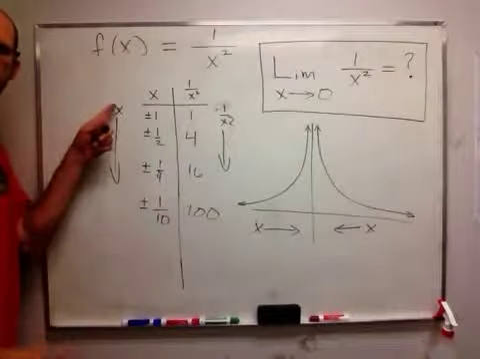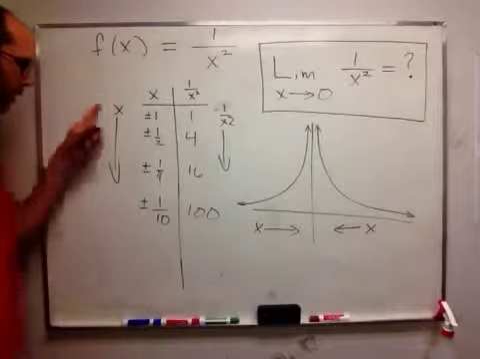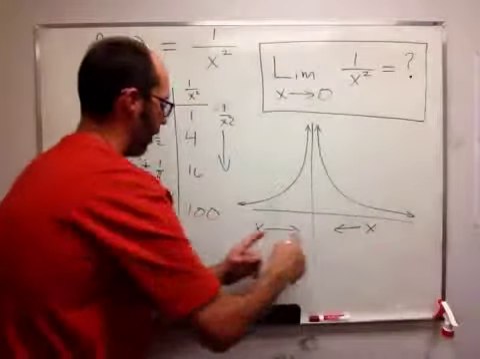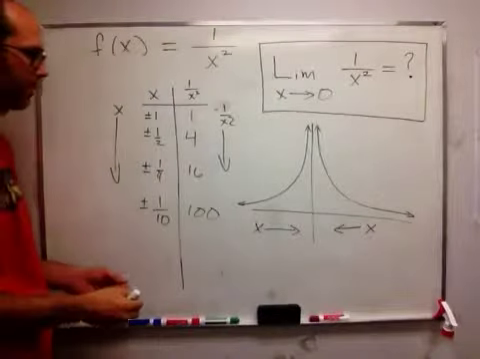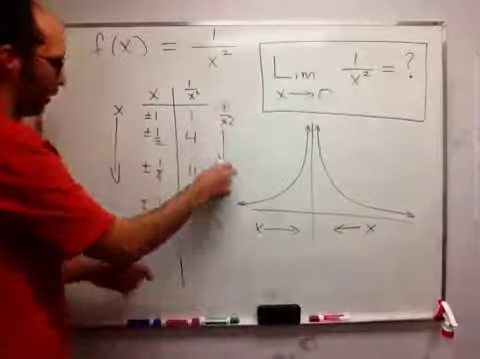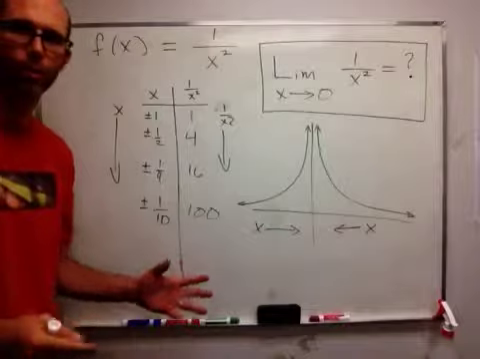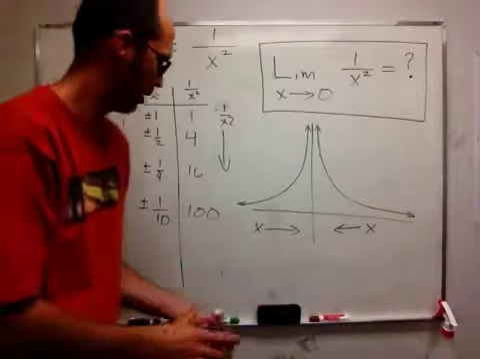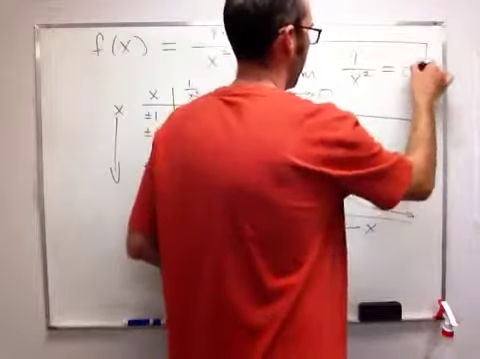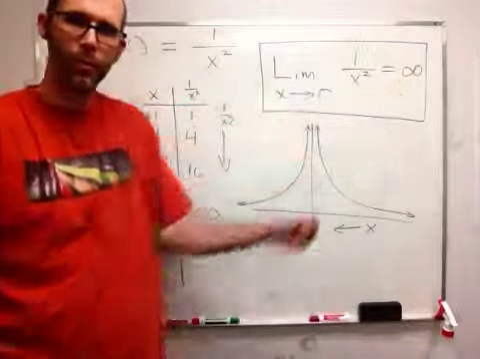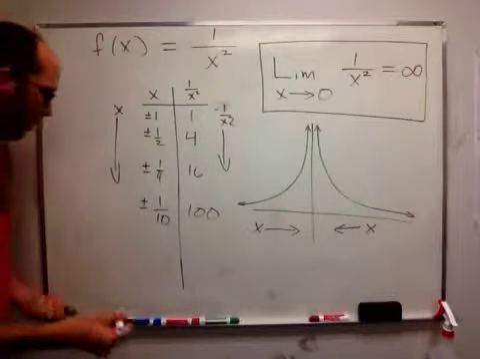You can see as x gets small here, as x gets closer and closer to 0 here, here, and here, you see that 1 over x squared gets huge. 1 over x squared gets bigger, it gets huge. So the mathematical equivalent of getting huge is infinity.